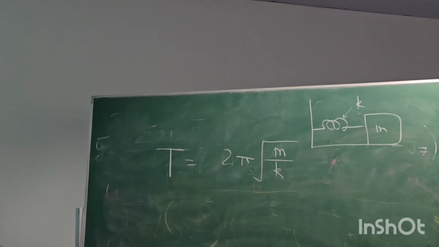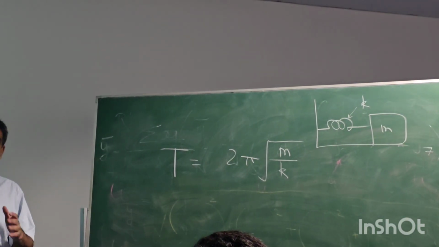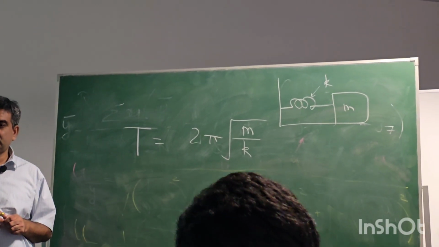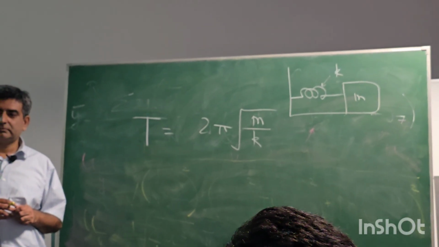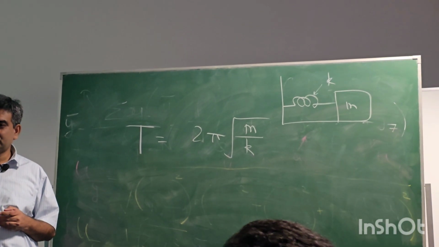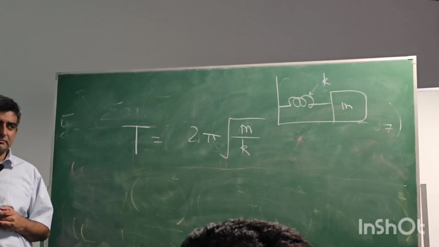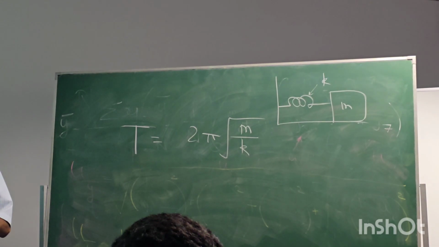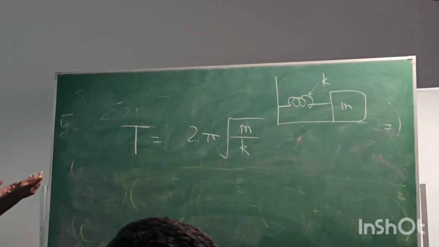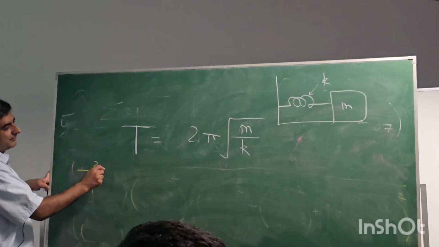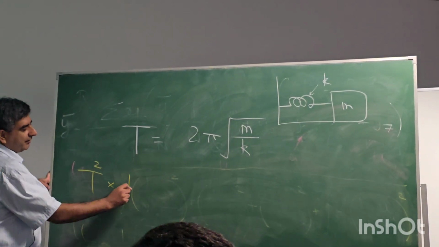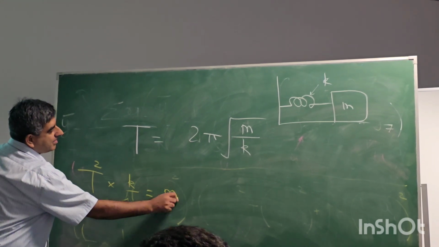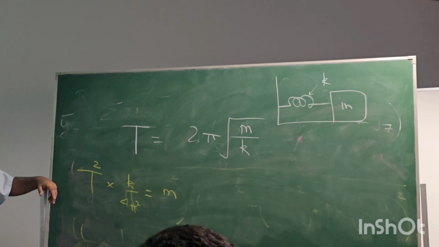So I want to define variables in which there is a linear relationship between two variables. So how would I do that? Just square it on both sides. So convert it to the equation of a straight line, y is equal to mx plus c. Another way of doing that is t squared into k over 4 pi squared is m. Right?